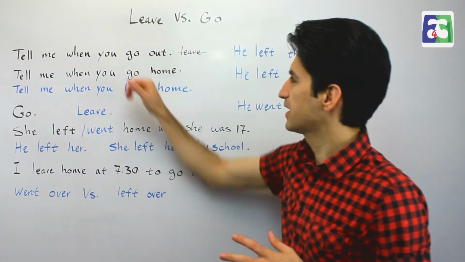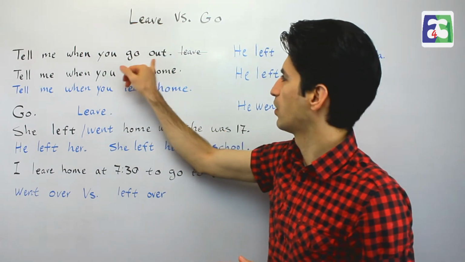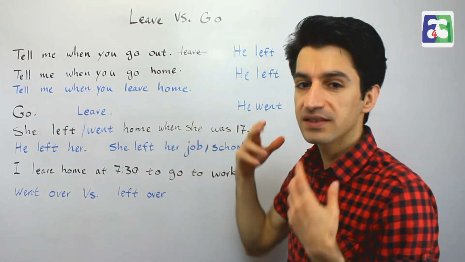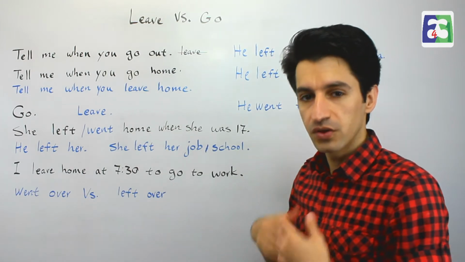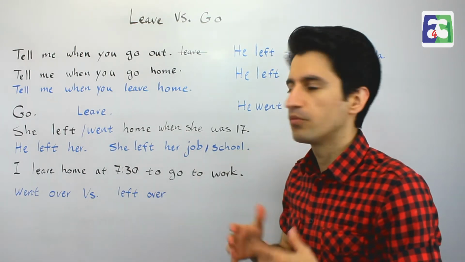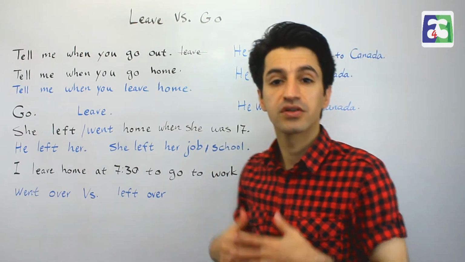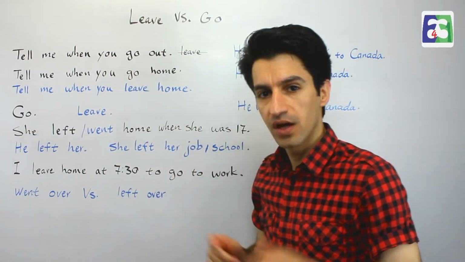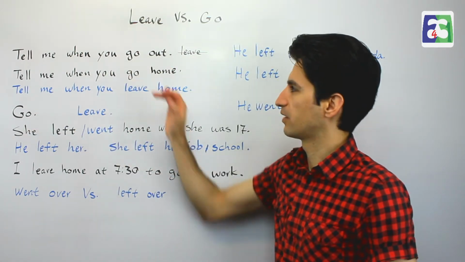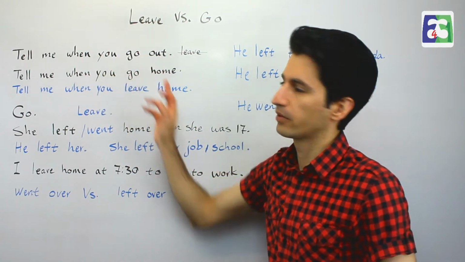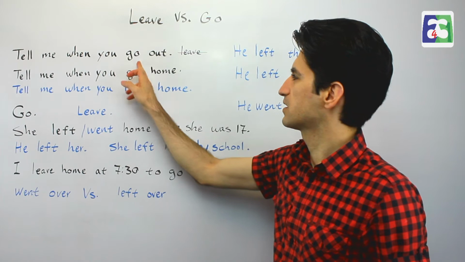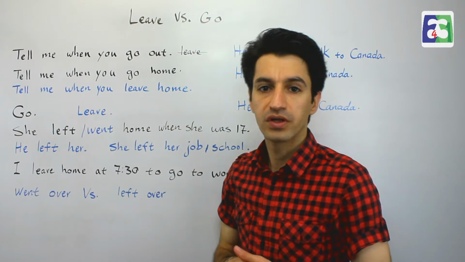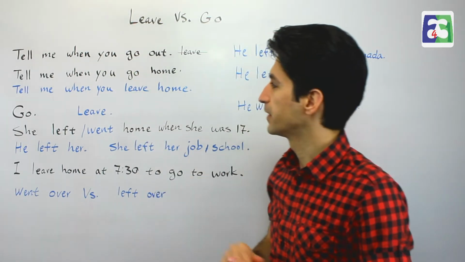No. When we say go out, this is the place that we are going to. This is the destination. So you can't leave the destination. No, you go to the destination. But you can leave the current place. As out is our destination, we can't say leave out. Tell me when you go out. So in this case, this is one of those areas that we use go, not leave. I'll explain a bit more in the other examples and it will be more clear.